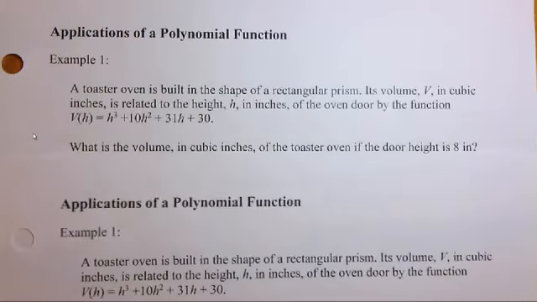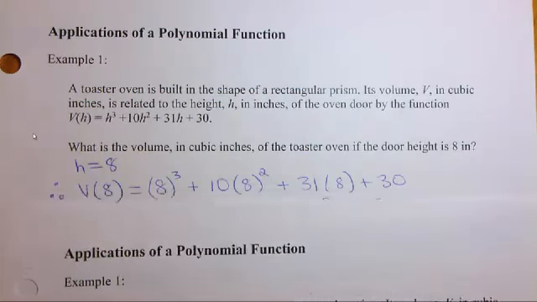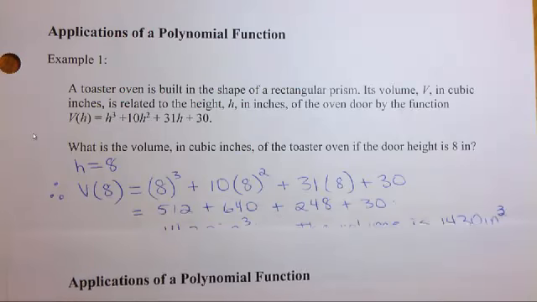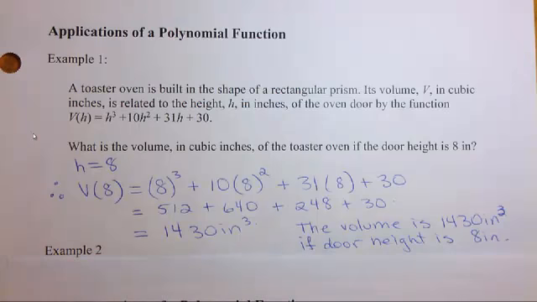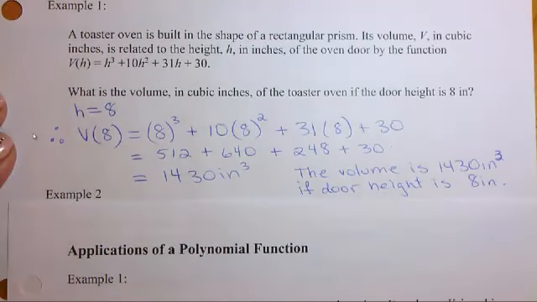All right? So this is what the work looks like. And our answer is 1,430 inches cubed. So the volume is 1,430 inches cubed if the door height is 8 inches. Okay, simple substitution here.